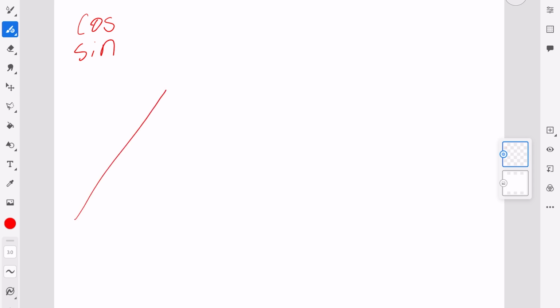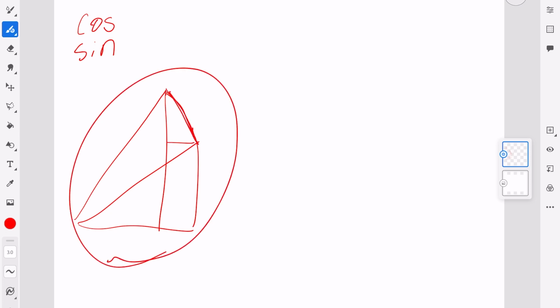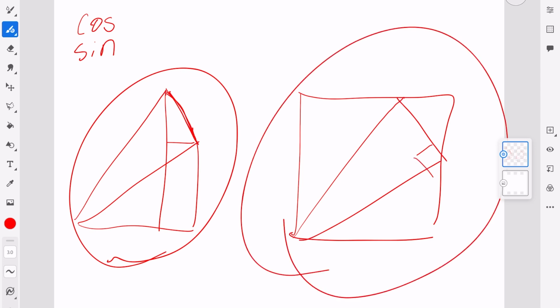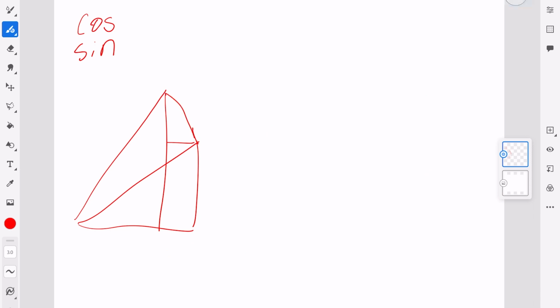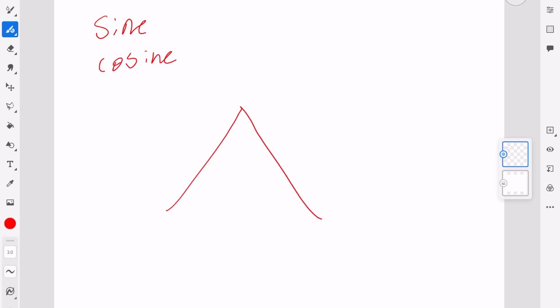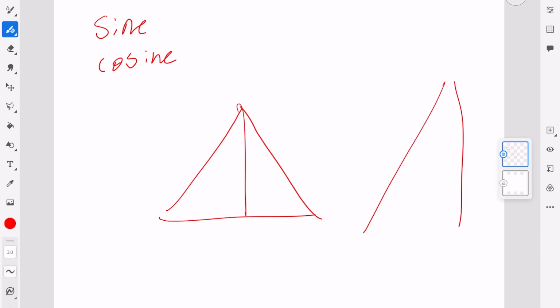Both cosine and sine can be proven, excuse my drawing, with this one, or this one. Both of them can, I'm pretty sure. And this is for the compound angles, so x plus or minus y, and the sine and cosine law can be proven with either this one or this one. You just have to switch up the tactics a bit, I think.